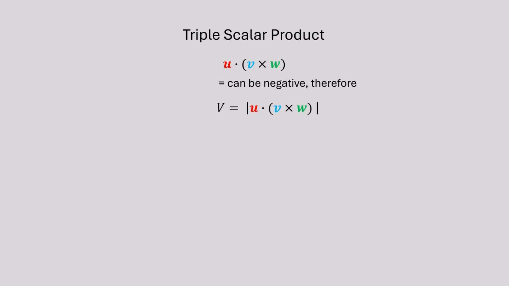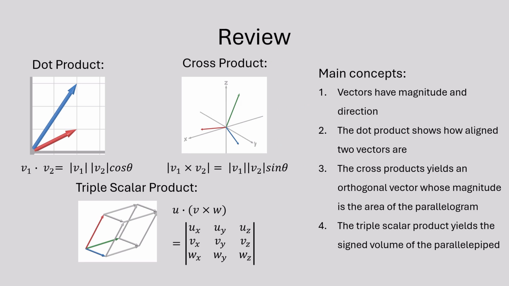Remember that the triple scalar product yields a signed volume, so the formula for the volume is just the absolute value of that. And this absolute value sign also makes it so you can take the triple scalar product in any order. In this video, we went over 3 new concepts. It may seem like a lot, but if you understand how to compute them and the information on this slide, you will have enough understanding to move on. In the next video, we will discuss projections.